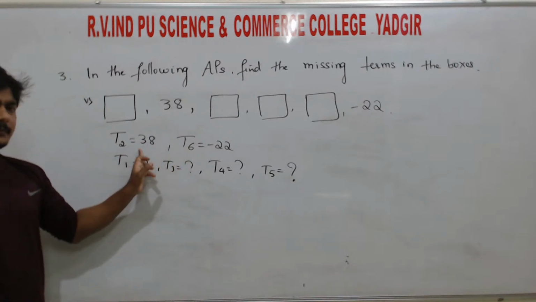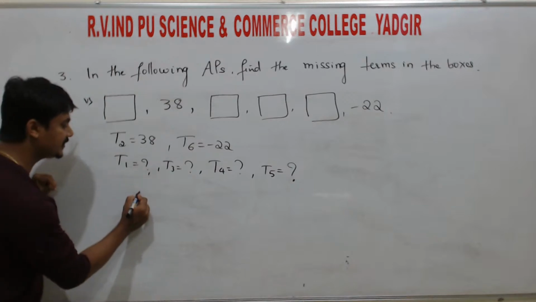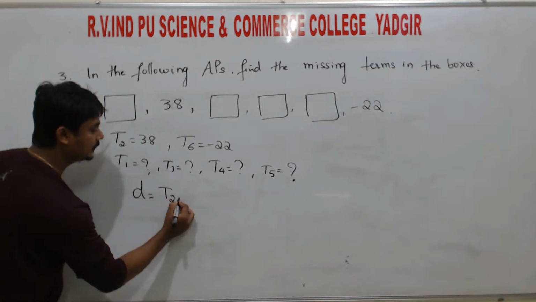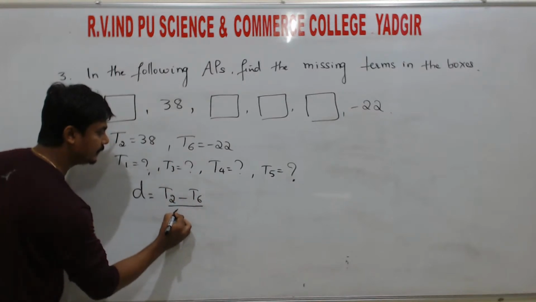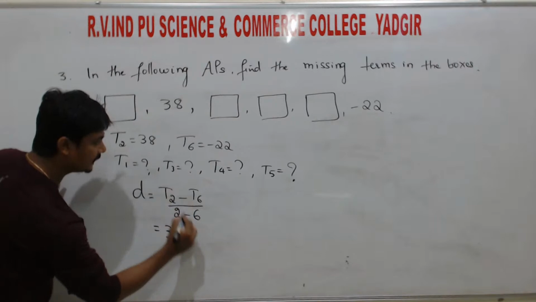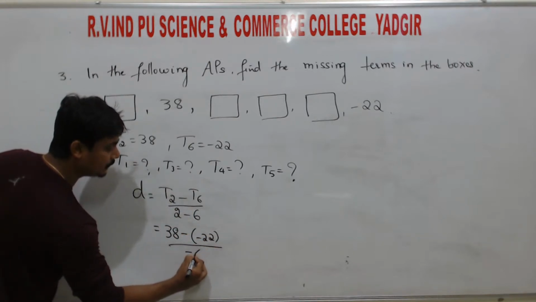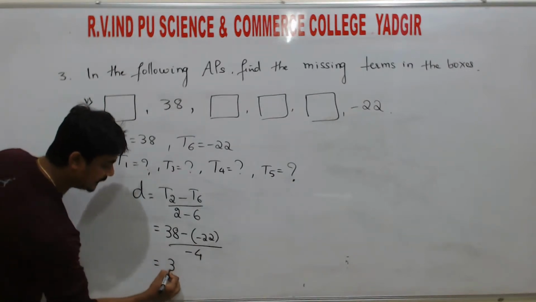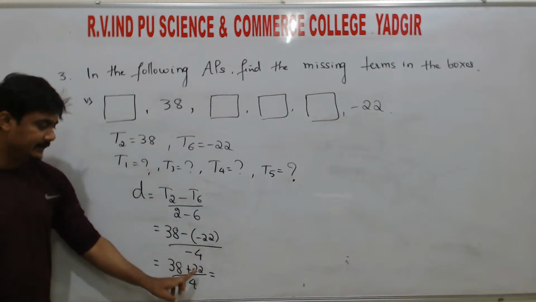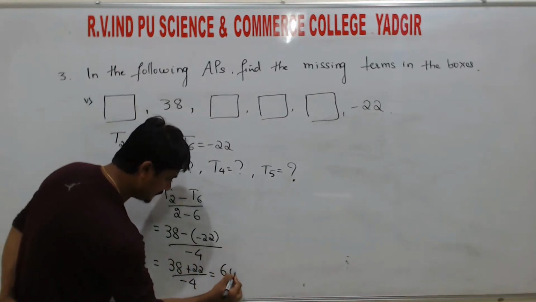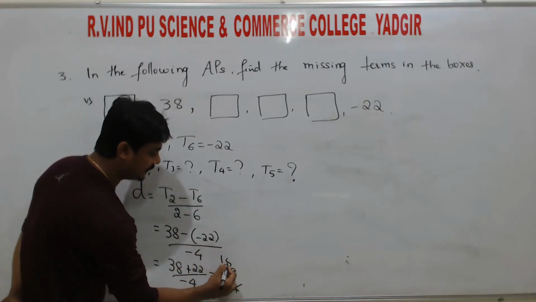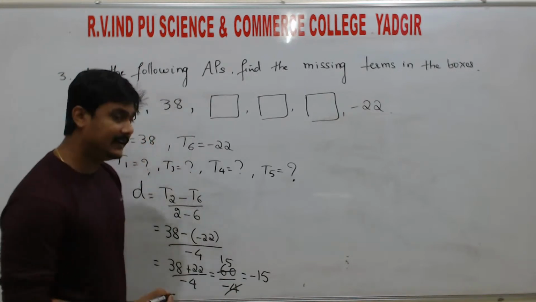Whenever we know two terms of the arithmetic progression, not continuous, any two terms, how do we find the d value? Tp minus Tq divided by p minus q. Tp is T2, Tq is T6. So T2 is 38 minus T6 which is minus 22. 2 minus 6 is minus 4. This is 38 minus into minus plus 22 divided by minus 4. 38 plus 22 is 60 divided by minus 4. 4 ones are 4, 2 is left, 4 fives are 20. So what will be our d value, dear students? D value is minus 15.